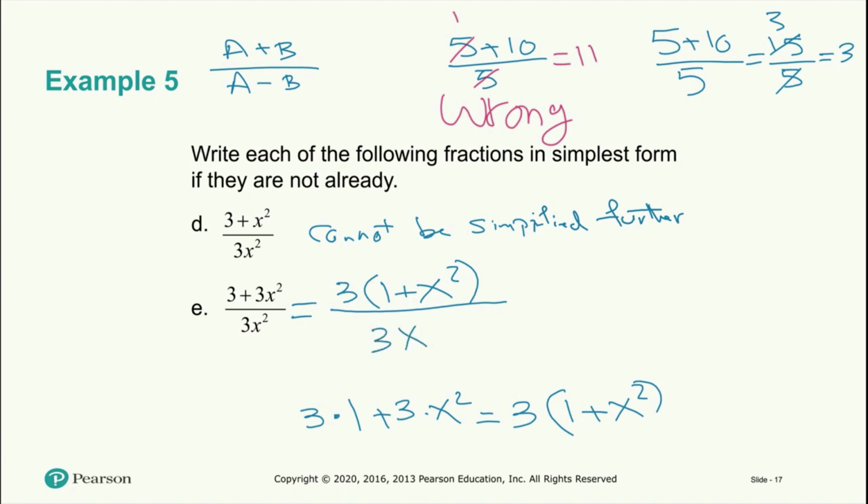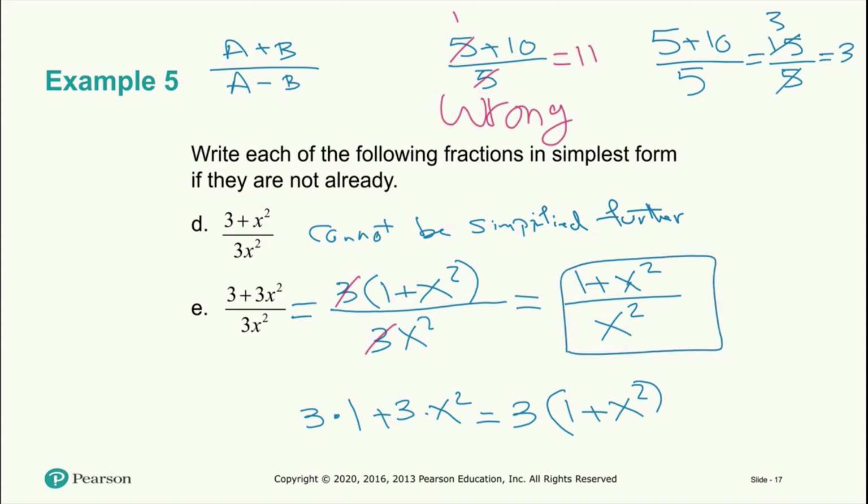Down here, we have 3x squared. So now, this 3 is a factor. It's being multiplied by some other expression, right? And so is this 3. That's a factor being multiplied by x squared. So these are now free factors. They can be cross-canceled, right? So we're left with what? We're left with 1 plus x squared on the top, and we're left with x squared on the bottom there, okay? So that would be the simplified version of that problem.